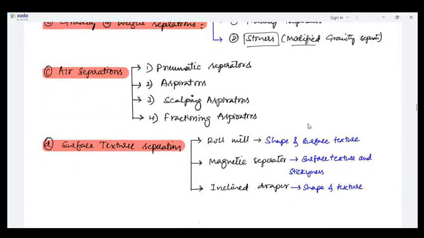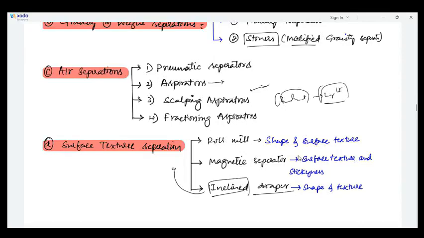Next, air separation. Based on air separation, we have the pneumatic separator and aspirators. You don't have to worry about it, just leave it. Next, based on the surface texture of the seeds, we have mainly the roll mill, magnetic separator, and the inclined draper. Don't confuse the inclined cylinder separator with the inclined draper. The inclined draper is limited to surface texture separation, and the inclined cylinder separator is the indent cylinder. Earlier one was indent, and it was limited to separation based on length.